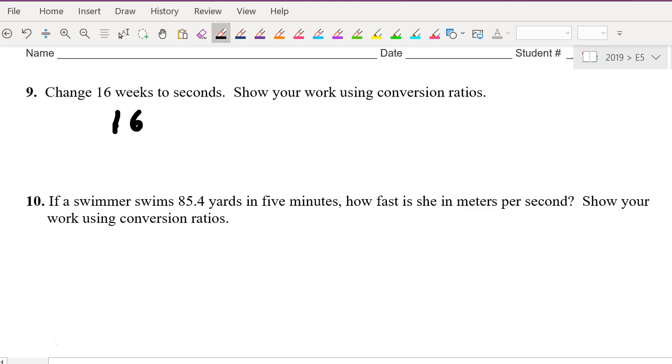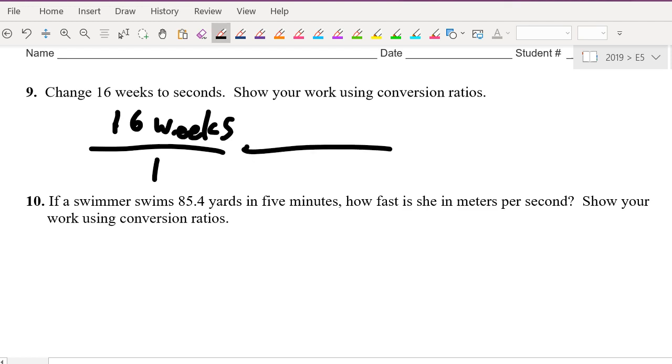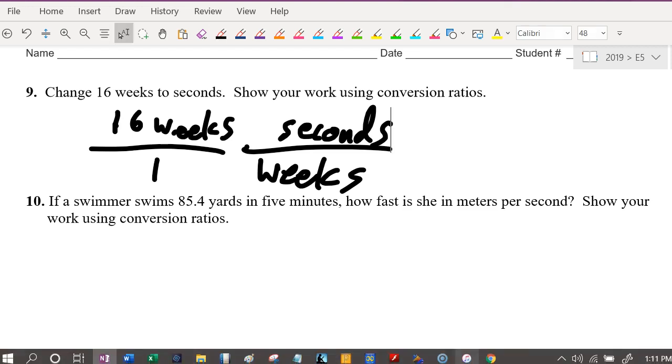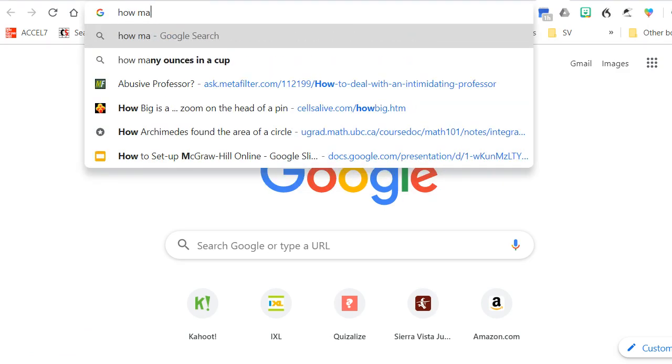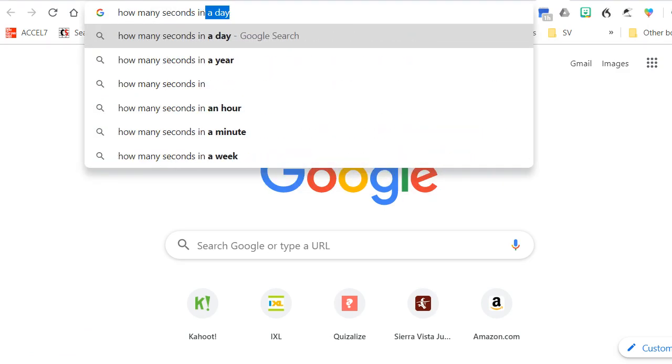But let's write it out first. What do we write? Over 1, yes. Now the weeks need to go on the bottom. Weeks. Okay, now what goes on the top? Seconds. So now we need to find out how many seconds are in a week. How many seconds in a week?